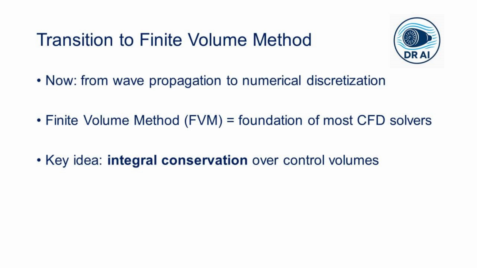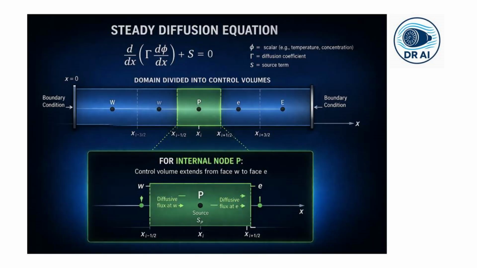Now that we have seen how characteristics give insight into the wave physics, let us shift gears to a different but equally fundamental topic, the finite volume method for diffusion. This method is the backbone for most CFD solvers. Now consider this steady diffusion equation as displayed over here, in which phi is a scalar like temperature, gamma is the diffusion coefficient, and S is here the source term.